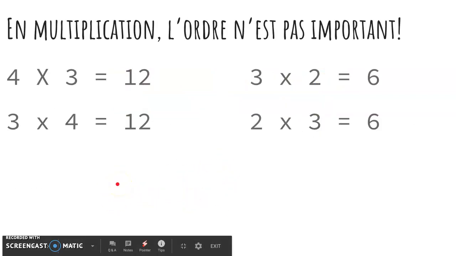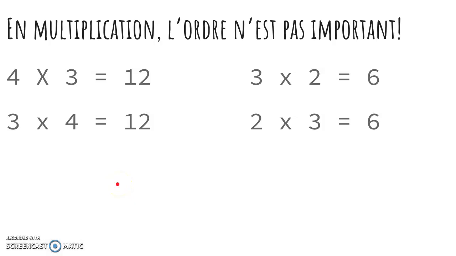Something to keep in mind, in multiplication, the order of the first 2 numbers is not important. So we saw in today's lesson that 4 times 3 equals 12, but 3 times 4 also equals 12. We just switch those numbers around. Same thing with our flower example. We figured out that 3 times 2 equals 6. We can switch those first 2 numbers around, and 2 times 3 also equals 6.